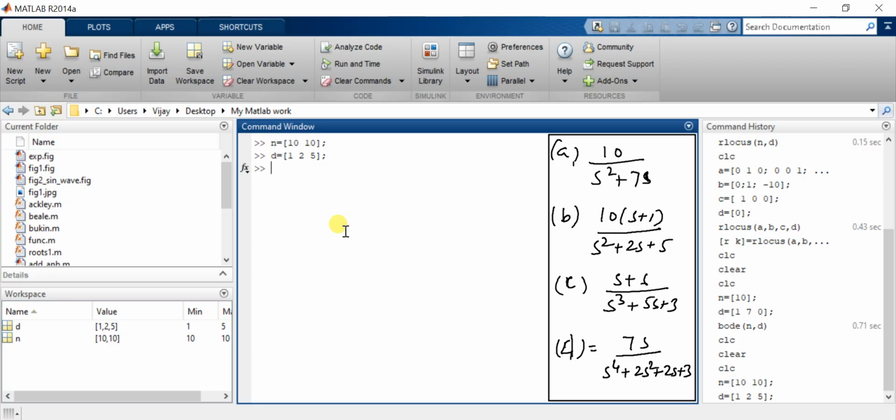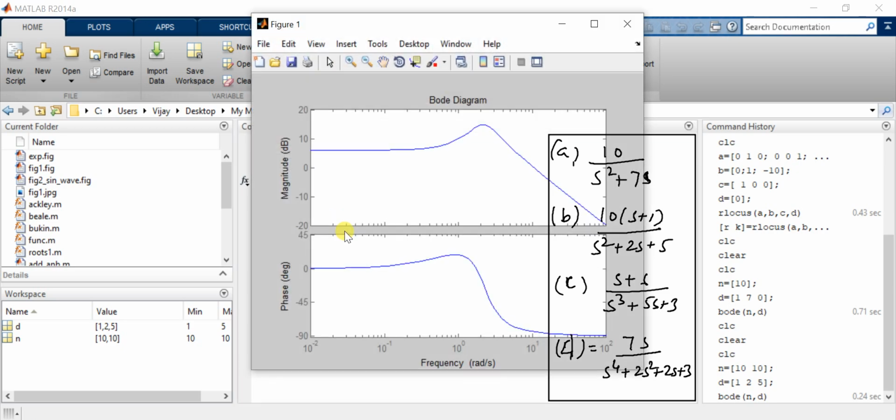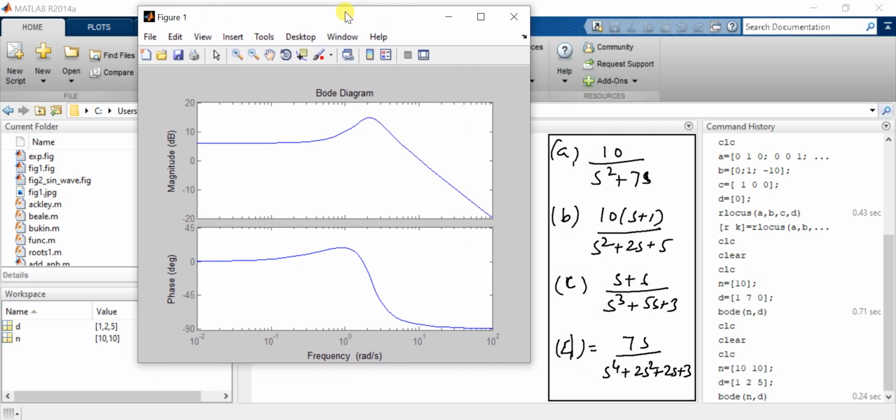Now we can find its Bode plot by simply passing n comma d. So this is the Bode plot of this particular transfer function, and you can check the value of frequency and particular magnitude at this particular frequency.